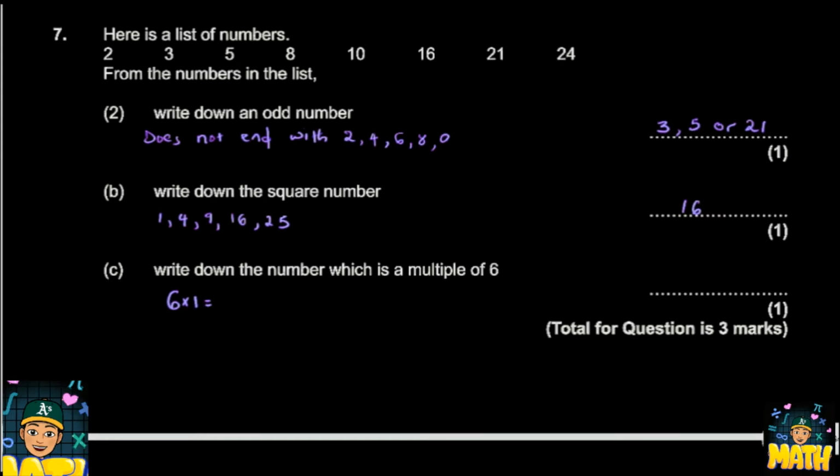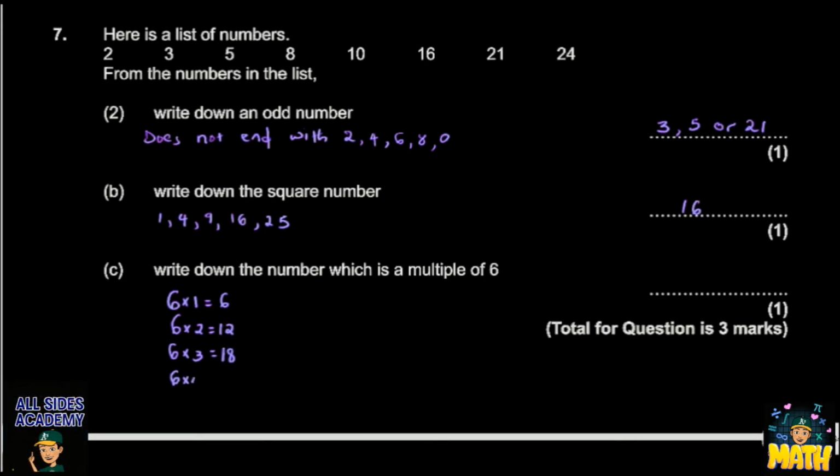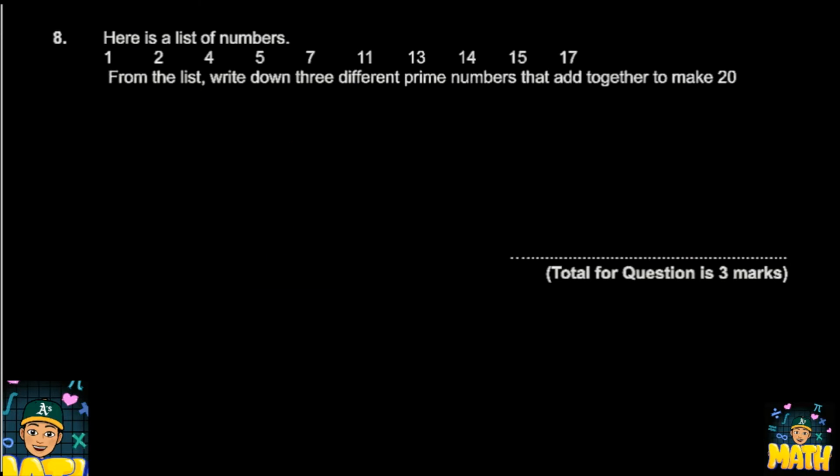Write down the number which is a multiple of 6. Again, the 6 times table. So we have 6, 12, 18, and then we also have 24. The one that is in the list is just 24.